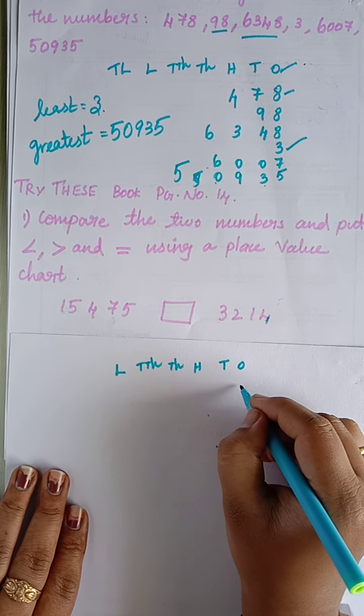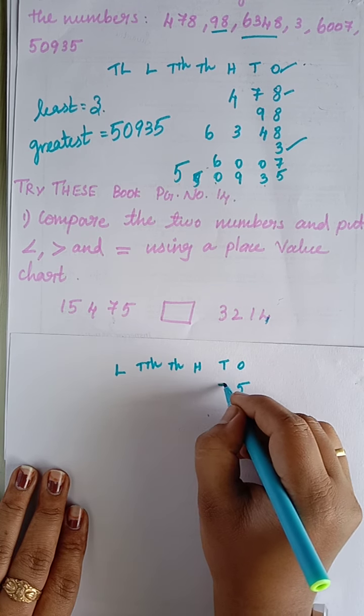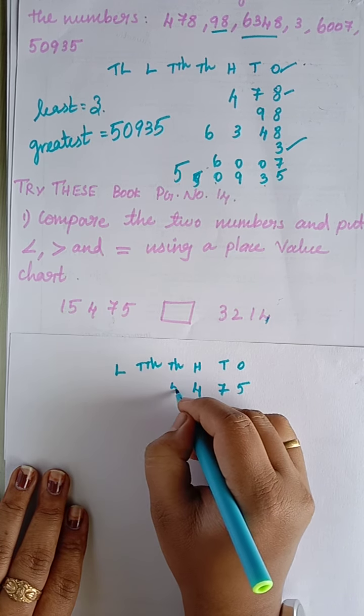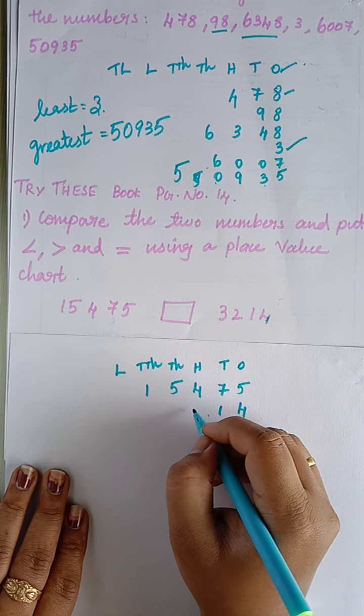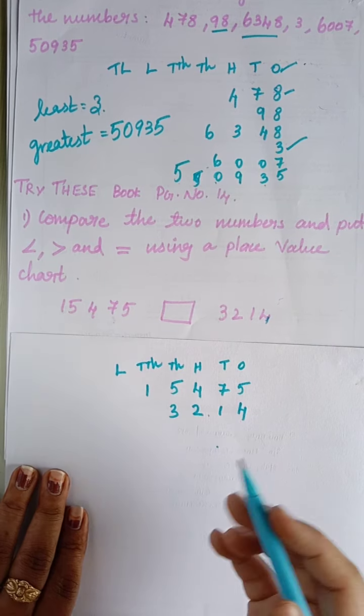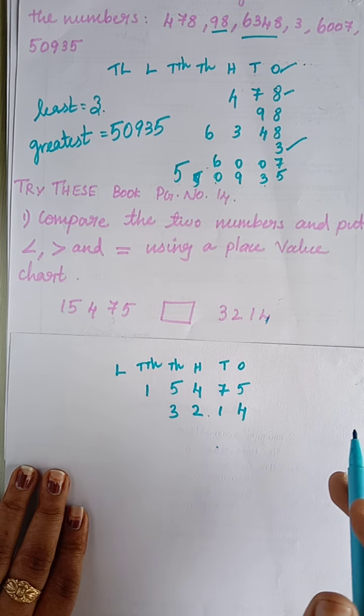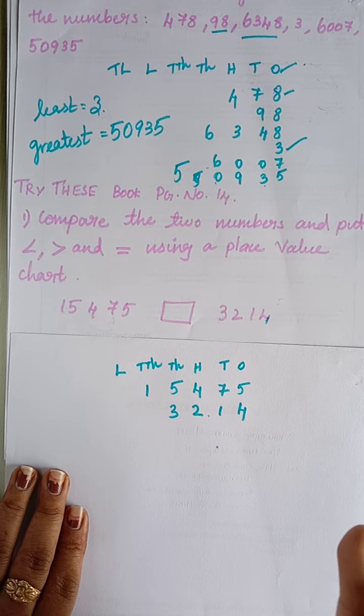So from the right hand side it starts: 5 7 4 5 1. Then this side: 4 1 2 3. Now by seeing this itself you can easily identify which one is biggest and which one is smallest.